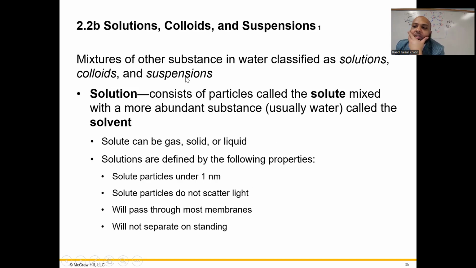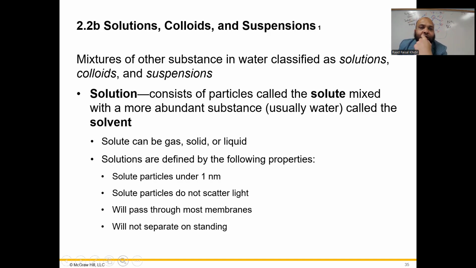Now, we have to look at a solution and a colloid and a suspension. Obviously, all of them are solvents, whether a colloid, a solution, or a suspension. A solution consists of particles called solutes that mix in a more abundant substance, usually water, called the solvent. A solute doesn't always have to be a liquid. You could have solid solutes, liquid solutes, and gaseous solutes also.